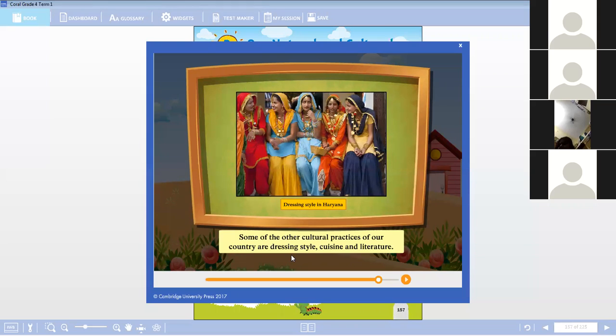Yes, children, you can observe multiple different dressing styles in India. Someone will be wearing this kind, Rajasthanis will wear a different kind, Punjabis, Tamilians, like that we have different dressing styles also. Cuisine. Cuisine is nothing but the way we cook food.